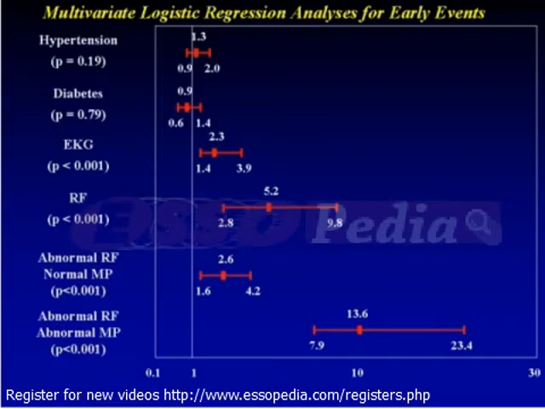In a large single-center study that was performed to evaluate the prognostic utility of contrast echocardiography in patients with chest pain, the results of multivariate logistic regression analyses for the development of early cardiac events is shown on this slide. Risk factors such as hypertension, diabetes, and clinical history, including age and sex of the patient, had very poor prognostic utility and did not help to risk stratify patients in multivariate regression analysis.